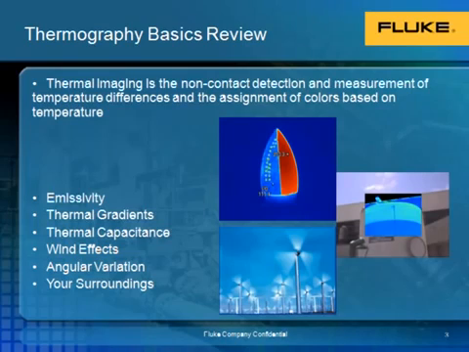If you have a strong wind blowing across the object you are inspecting, it is decreasing the actual temperature of that object. Angular variation refers to the angle at which we are inspecting an object. Ideally, you'd like to be perpendicular to the object, or as close to perpendicular as possible. And always be aware of your surroundings. Be sure that as you are performing an inspection, there is not a very hot object immediately behind you casting its heat onto the object you are looking at.